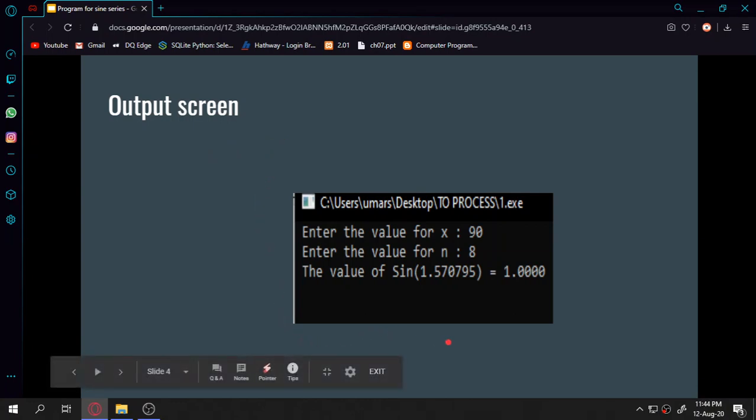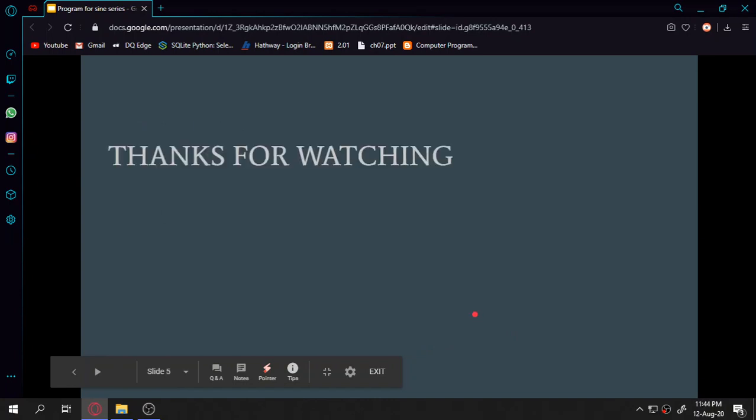Almost the same logic is repeated for the cos series also, with some minute difference, so that we can get the cos values also. Hope you understood the concept behind how the sine series is calculated, and also how the program works to get the sum and the consecutive terms in the sine series. And thanks for watching.